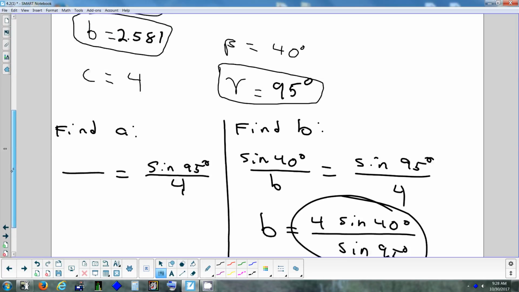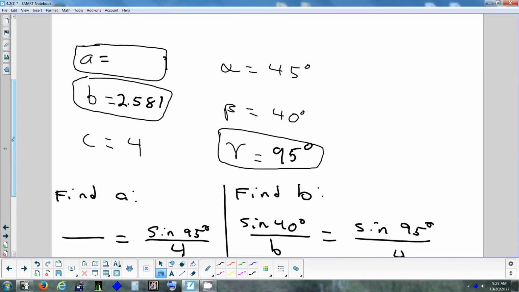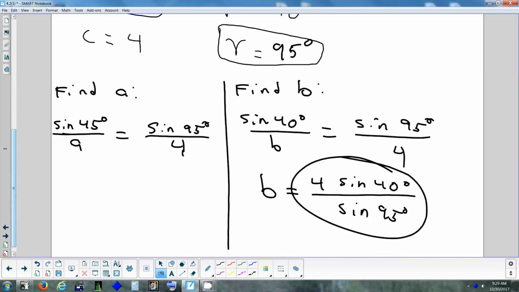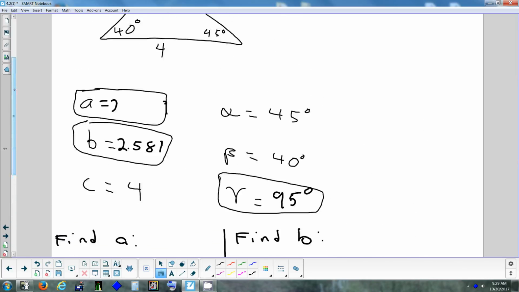And can you tell me, Molly, what would go on the left-hand side of that proportion? Yes. Okay, so cross multiply just like we did before. And A is going to be 4 sine 45 over sine 95. All right, and anybody already have that as a decimal? 2.839.